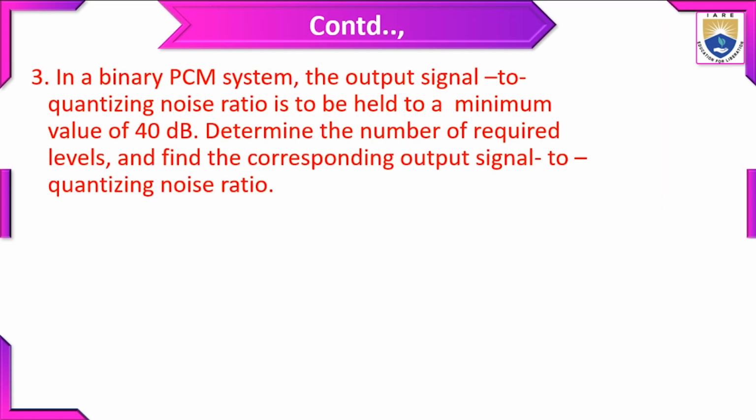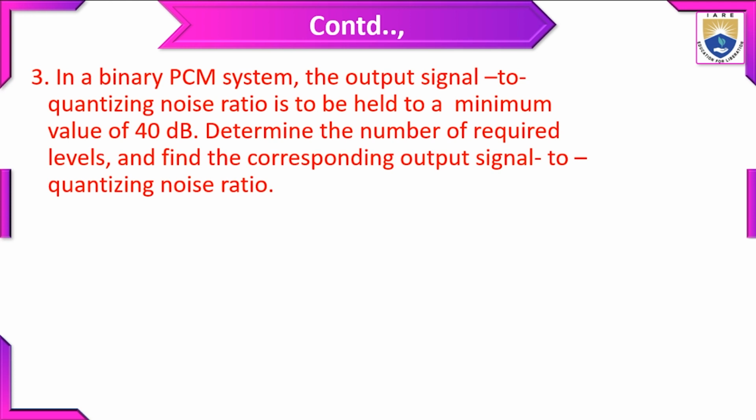Now the third one. In a binary PCM system, the output signal to quantization noise ratio is to be held to a minimum value of 40 dB. Determine the number of required levels and find the corresponding output signal to quantizing noise ratio. So this is my given problem. For this problem, we are going to find L, the number of required levels, and find the SNR output also.